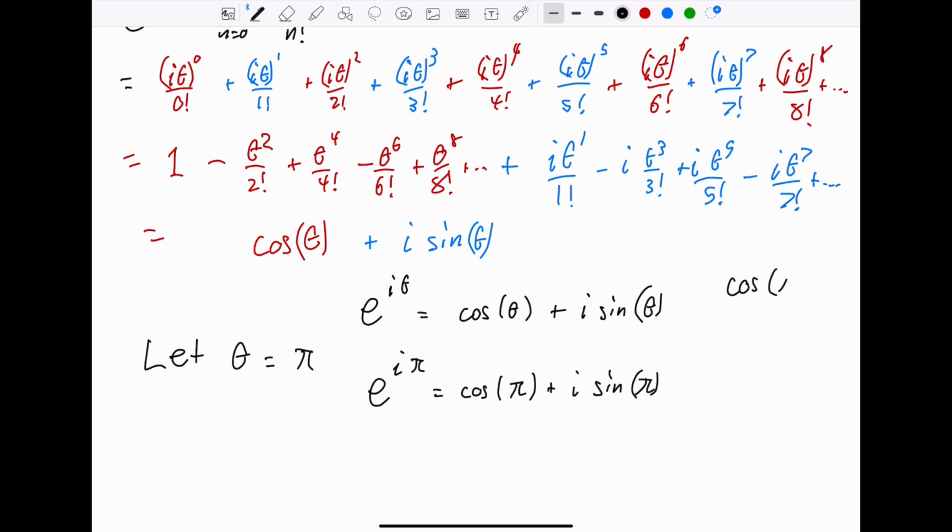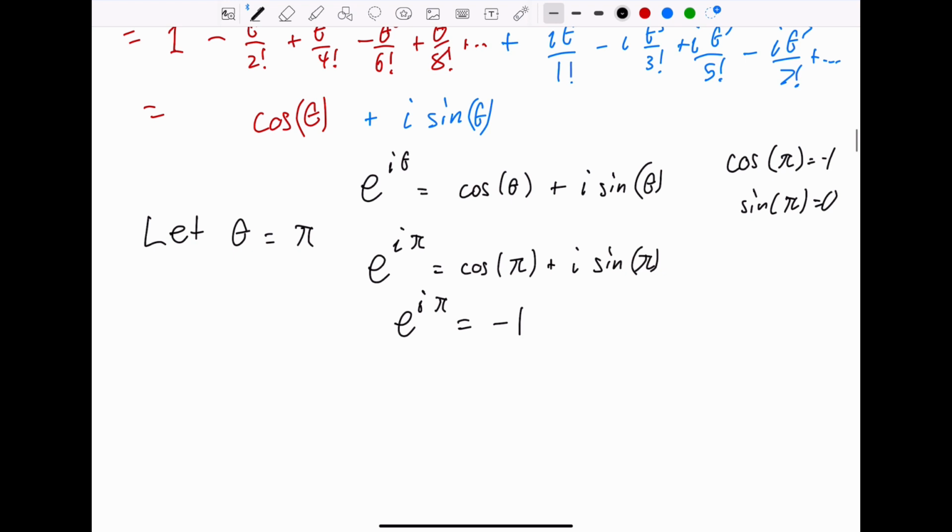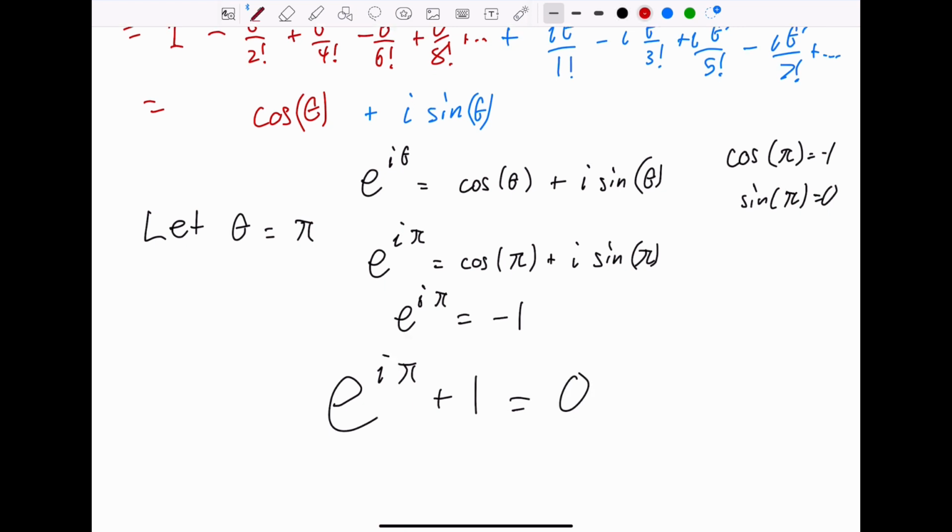Cosine of pi is -1. Sine of pi is 0. So on one side, the i term goes away. This i times sine pi, this just turns into 0 times i. And cosine of pi is -1. So we have e to the i pi equals -1. Or another way to write it, my favorite way to write this expression, e to the i pi plus 1 equals 0. This is an incredibly beautiful statement.